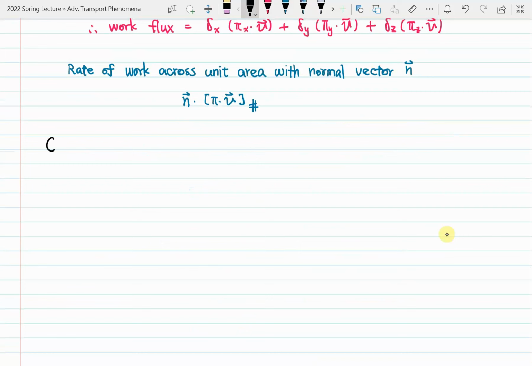So I'll put a star here because this is very important. So the combined energy flux vector, and we use the symbol E. So E is defined as everything added together. So we have the convective energy flux, work flux, and the molecular mechanism, right?